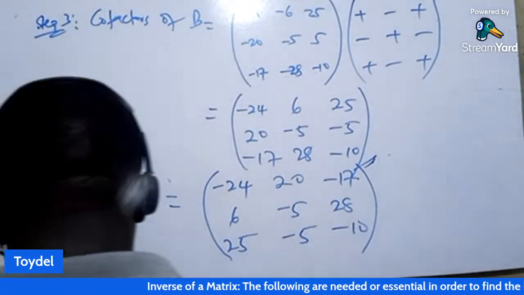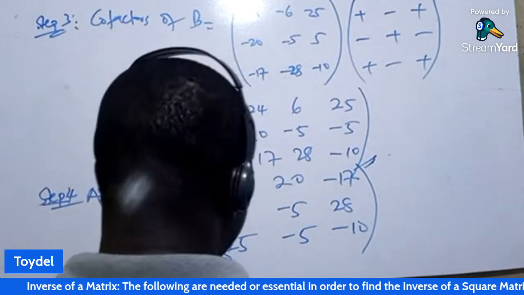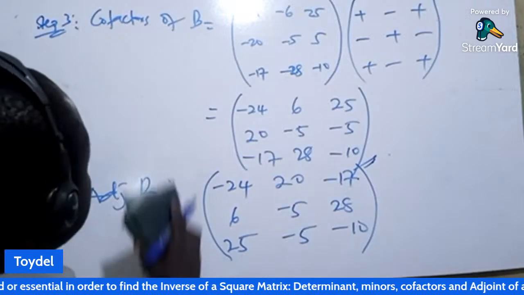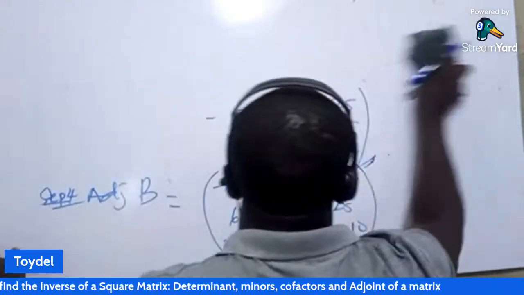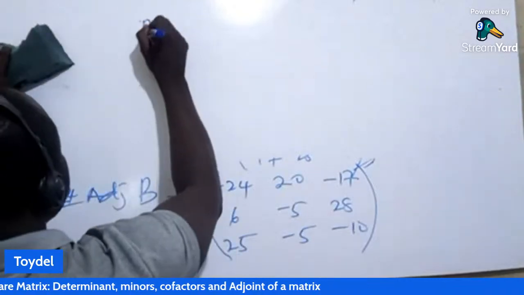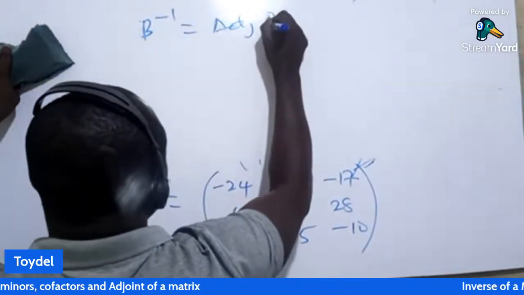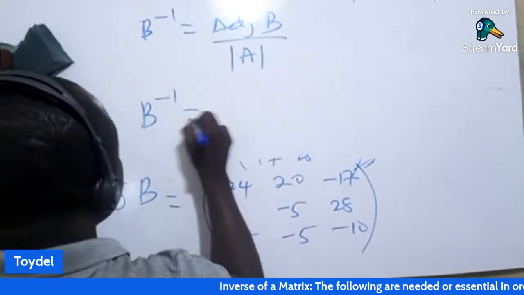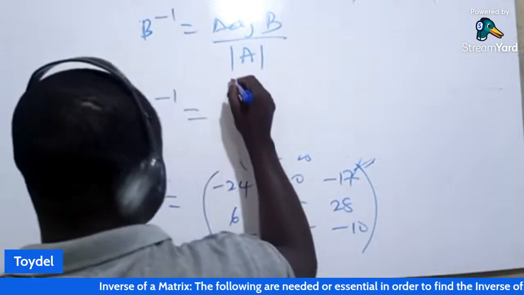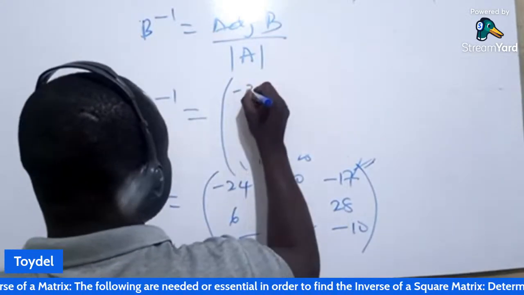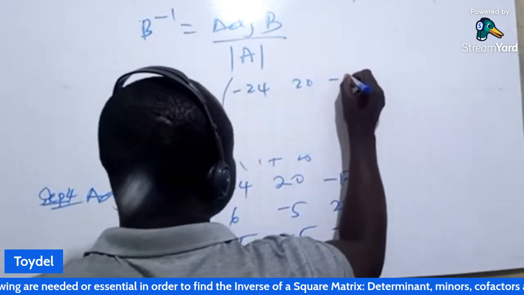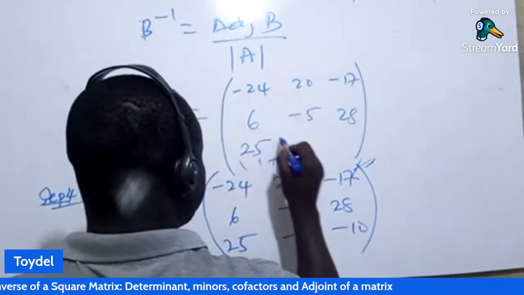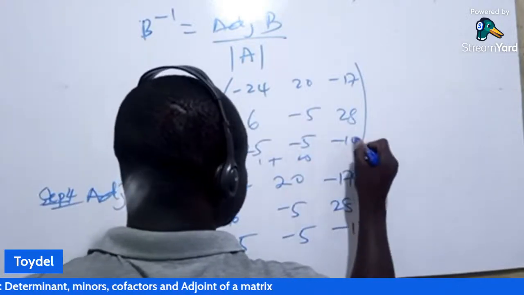Adjoint of B simply means we transpose the cofactor. So when we transpose the cofactor, we get the adjoint. So we have gotten the adjoint of B. So finally, the inverse of B is the adjoint of B all over the determinant of B. Let's write out the value of the adjoint. That's minus 24, 20, minus 17, 6, minus 5, 28. Then we have 25, minus 5, minus 10.